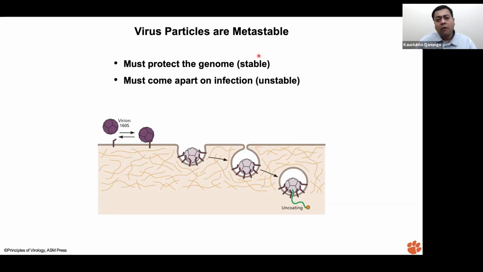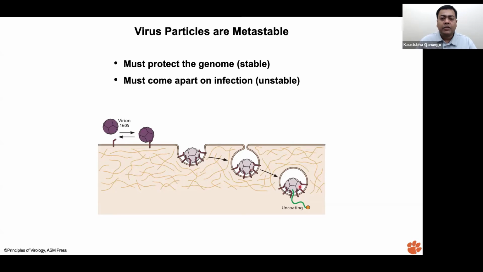So how does a stable structure become unstable? And this is achieved by what we call in virology the metastability of a virion. So metastability means under certain conditions, the virion is extremely stable, but it can come apart if a proper signal is given. So here you can see that a particular virus is attaching to a receptor on the cell surface. Right here is a membrane, and this is the cell.